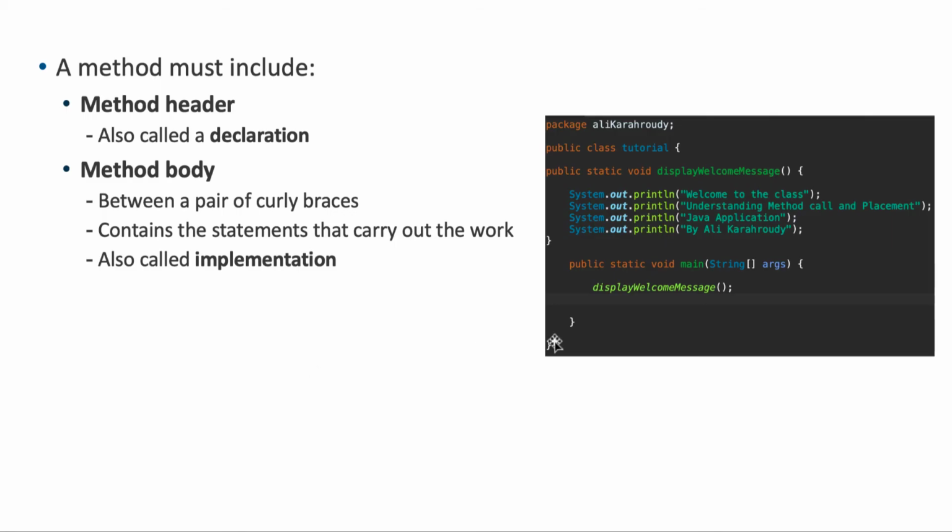Remember that a method includes a method header, which is also called the declaration. This is what we get at this line. And then there is a method body, which is between a pair of curly braces. Here we open a curly brace and here we close a curly brace, right? It contains the statements that carry out the work, and this part is called the implementation. So this part is our declaration and this part is our implementation.